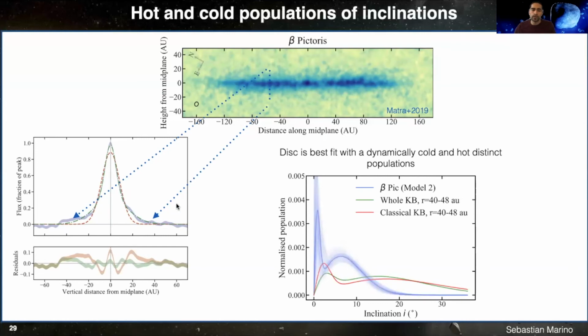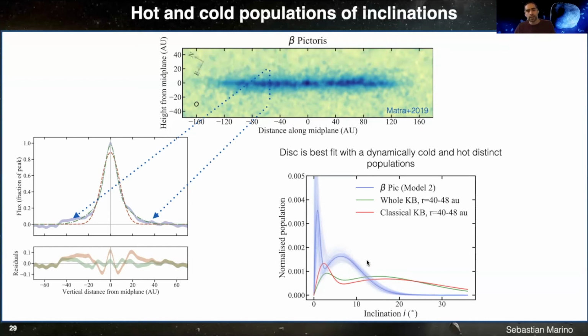This can be shown better when we see the distribution of inclinations in the system. So the blue line shows the best fit model for beta Pic, and you can see that there is a strong peak for low inclinations. So this is a population that dominates the emission and creates this strong spike in the midplane of the disk. And then we have another extra population with higher inclinations, okay, and that recreates very well the wings in this system. This bimodal population is not new.